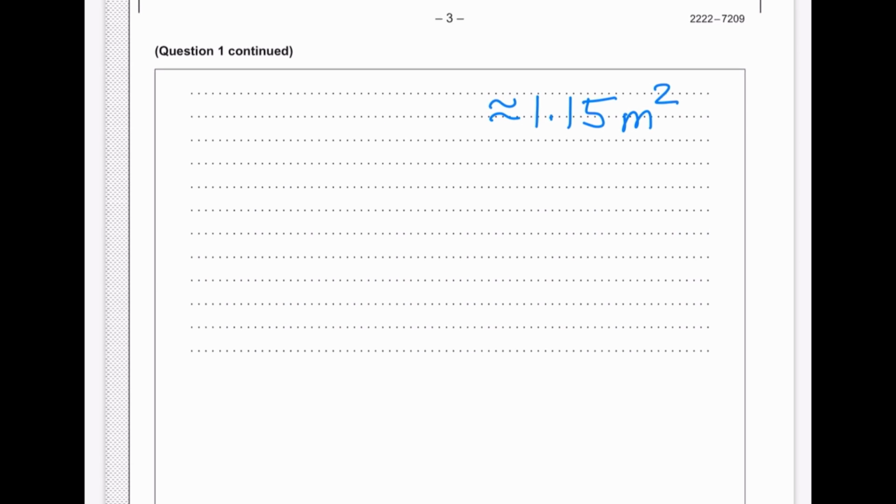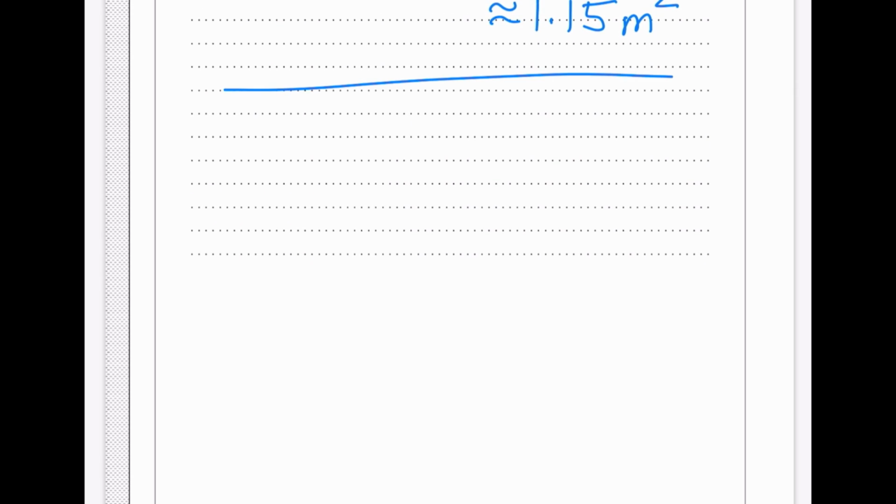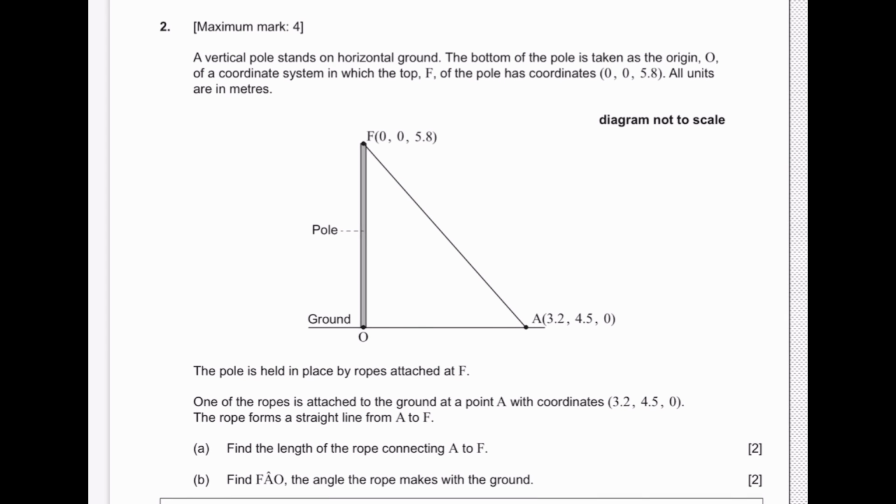On the IB exam, you'd want to write all your work right here. I have written it basically next to the picture because I want to be able to show you exactly what I'm doing, but you would actually have to take the time to put it on your paper. Okay, so let's move on to question number 2.